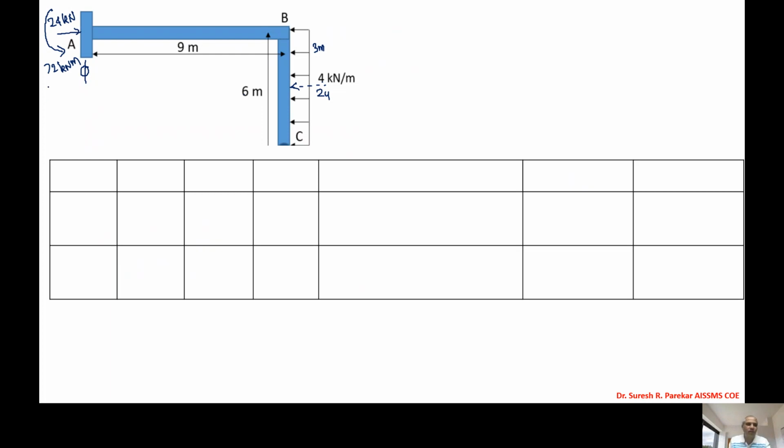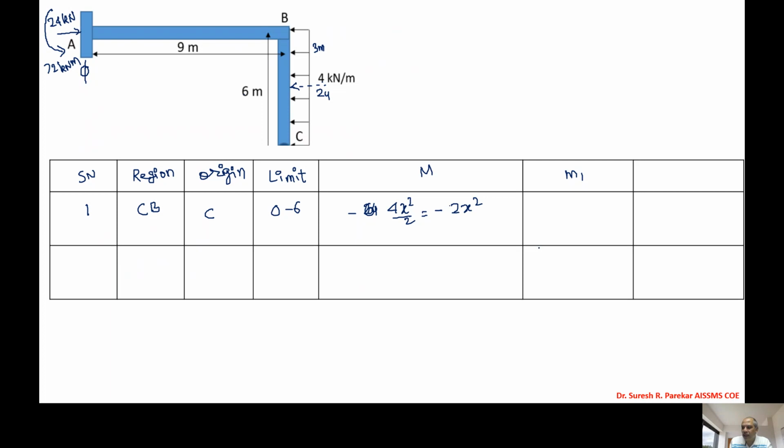Now we will start. We have two regions only. So we have serial number, then the region, then origin, then limit, then M, and only one M1. Serial number 1, region CB, origin C, limit 0 to 6, and then we have minus 4x square by 2, and we will get it as minus 2x square.